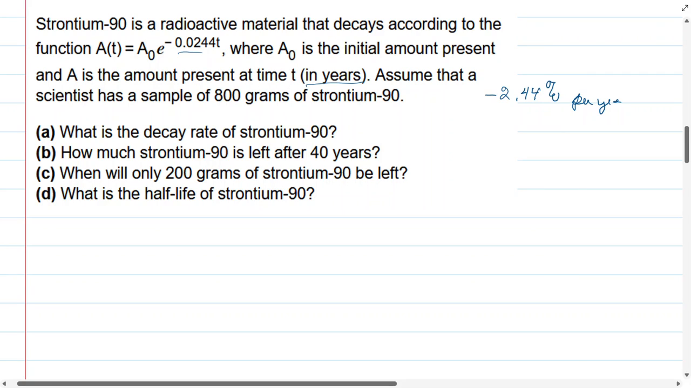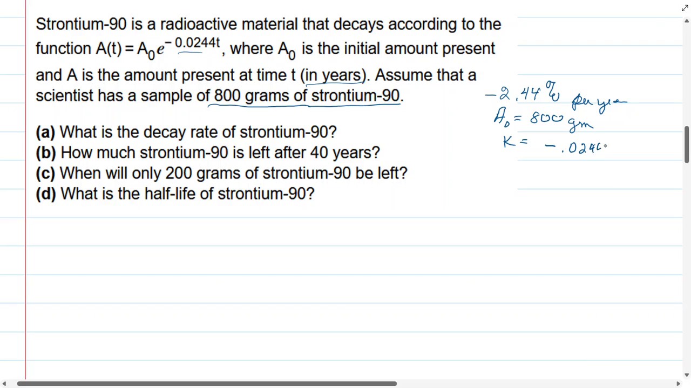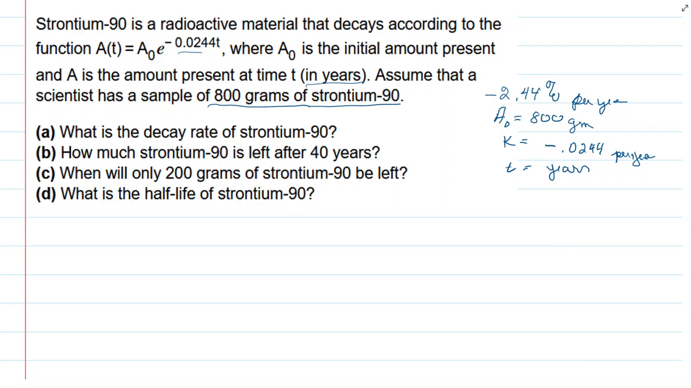All right, but I'll get to those answers in a minute. Assume the scientist has 800 grams of this particular radioactive material. So A of 0 is 800. Okay, our K is negative 0.0244 per year. And that's all we need to know. Is everybody comfortable? All right.